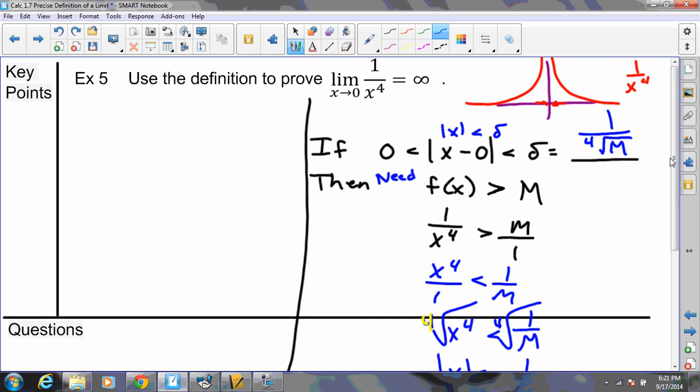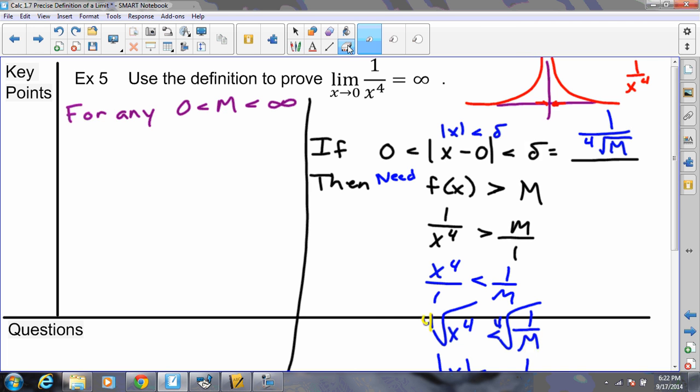So, let's get our write-up in purple now. For any 0 less than M less than infinity, so for any positive number M. Or rather, instead of saying for any, I prefer to use the word take. It's comfortable. I like writing it that way. I could have continued with it, but this feels more comfortable for the way I'm writing them up today.